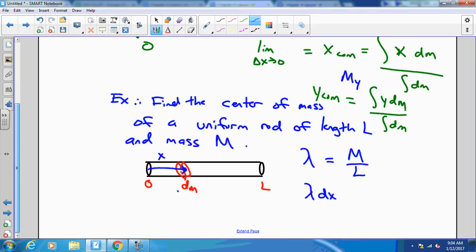So that if I now multiply lambda times dx, then I'm taking a certain number of kilograms per meter and I'm multiplying it by a certain number of meters, a really small number of meters, to get a very small mass in kilograms of that little piece of the rod.